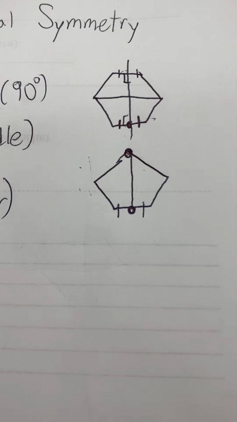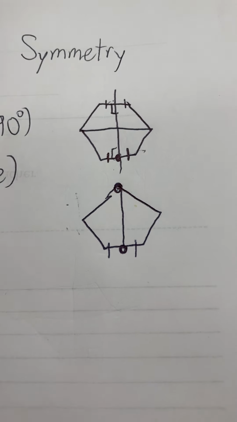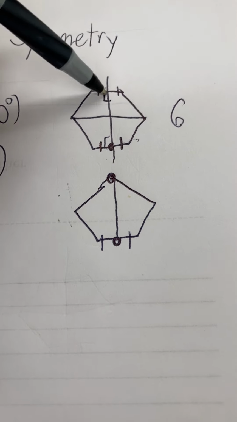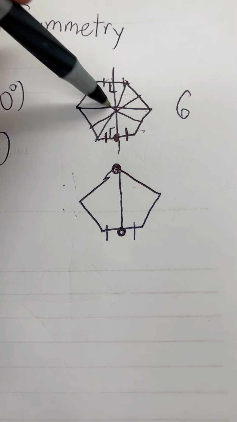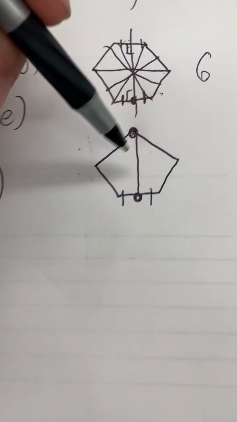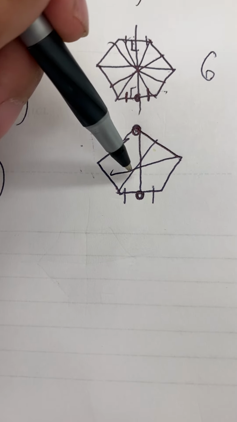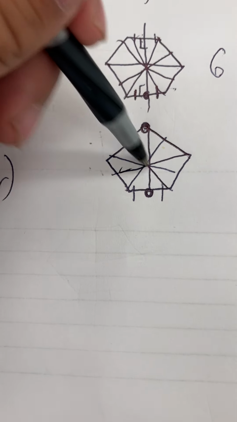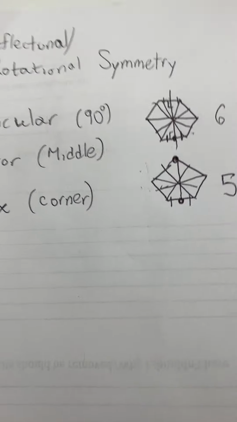How many of these lines can I make? Well, that depends on how many sides it has. Normally, it matches. This has 6 sides, so I can do 1, 2, 3, 4, 5, 6 lines. This has 5 sides, so I can do 1, 2, 3, 4, 5 lines. And for most regular shapes, this is true.